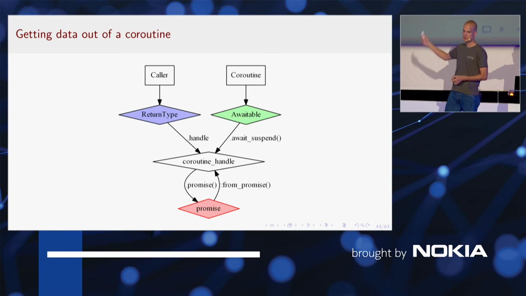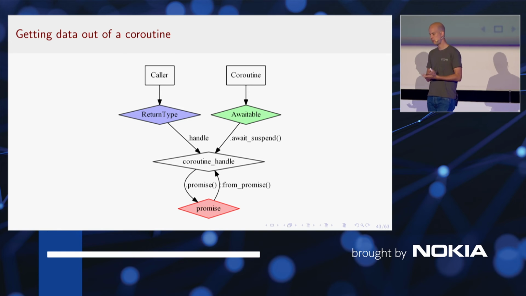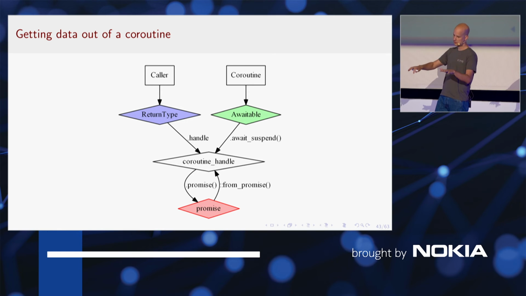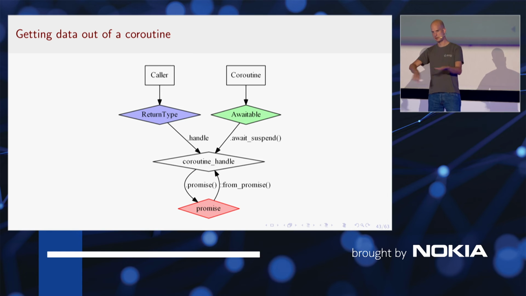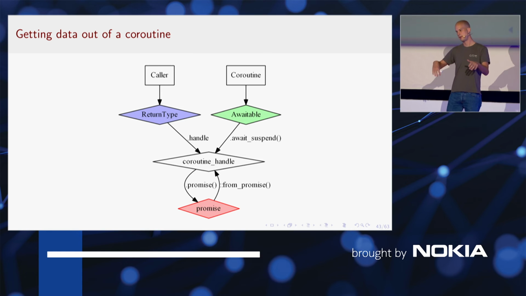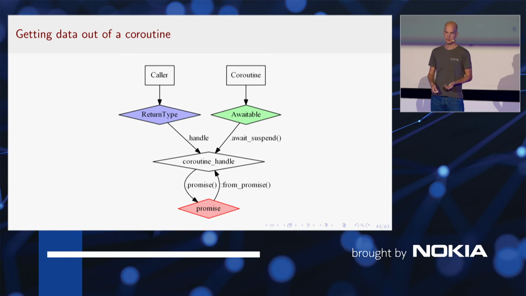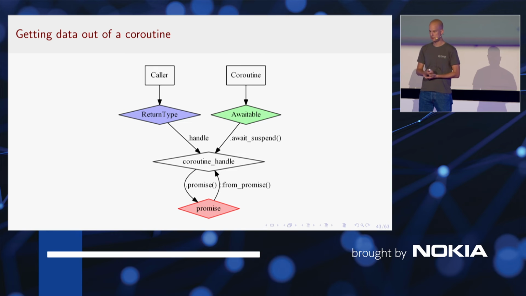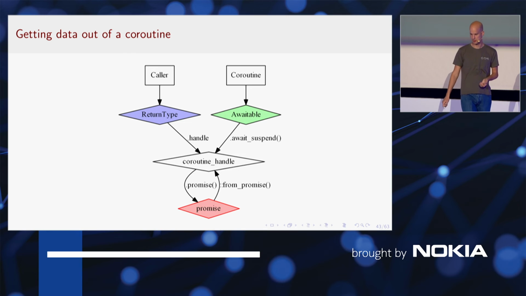And now my data lives in the promise. Got it all the way down there. And now the coroutine side is done, right? The await suspend has finished executing. The coroutine has now been put to sleep, and control flow has been returned back to the caller. And now the only question is, how can the caller retrieve this value that I placed for him here in the promise?